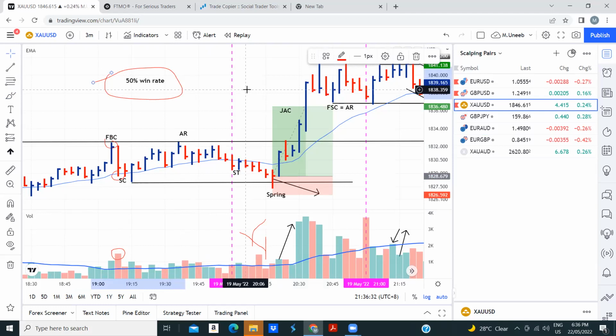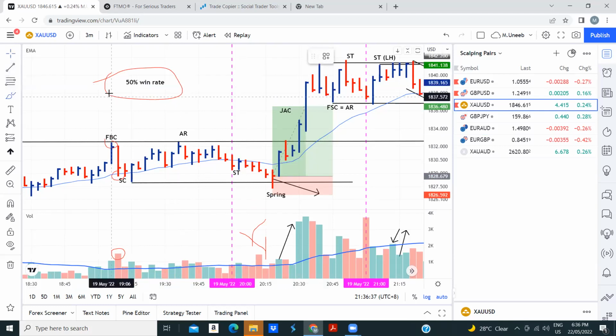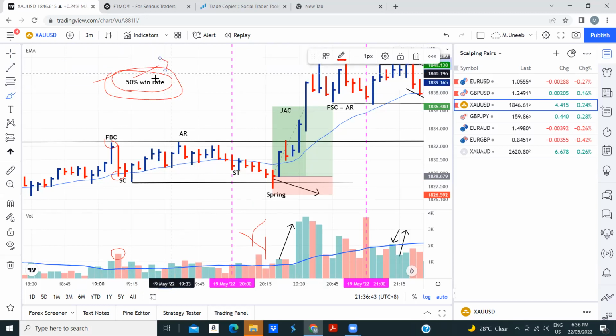Okay, but obviously, if you are having a win rate of less than 50%, then it's a matter of concern. It means you must reevaluate your strategy. Your win rate should be above or at 50% at least with a Wyckoff strategy.